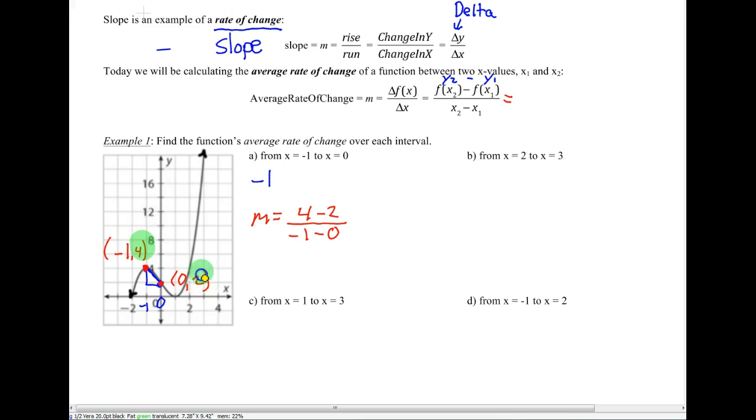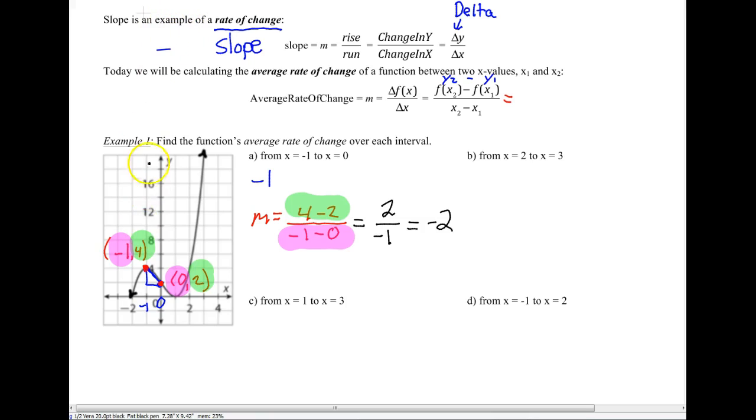So y is on top, x is on the bottom, and calculate that and see what we get. 2 over -1. So I got an answer of -2. How come when I looked at the graph, I got an answer of -1, but when I calculated it using the formula, I got an answer of -2? They should be the same, right? I can't have two different slopes. So how come one's -1? How come one's -2?